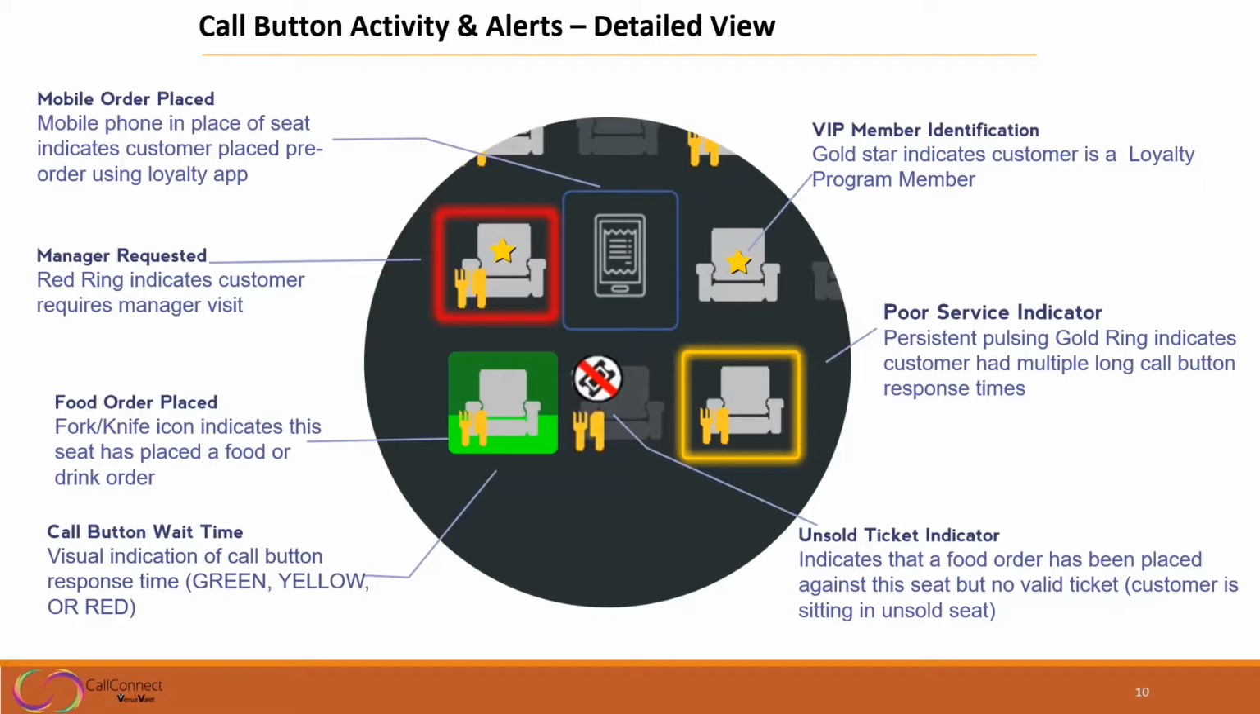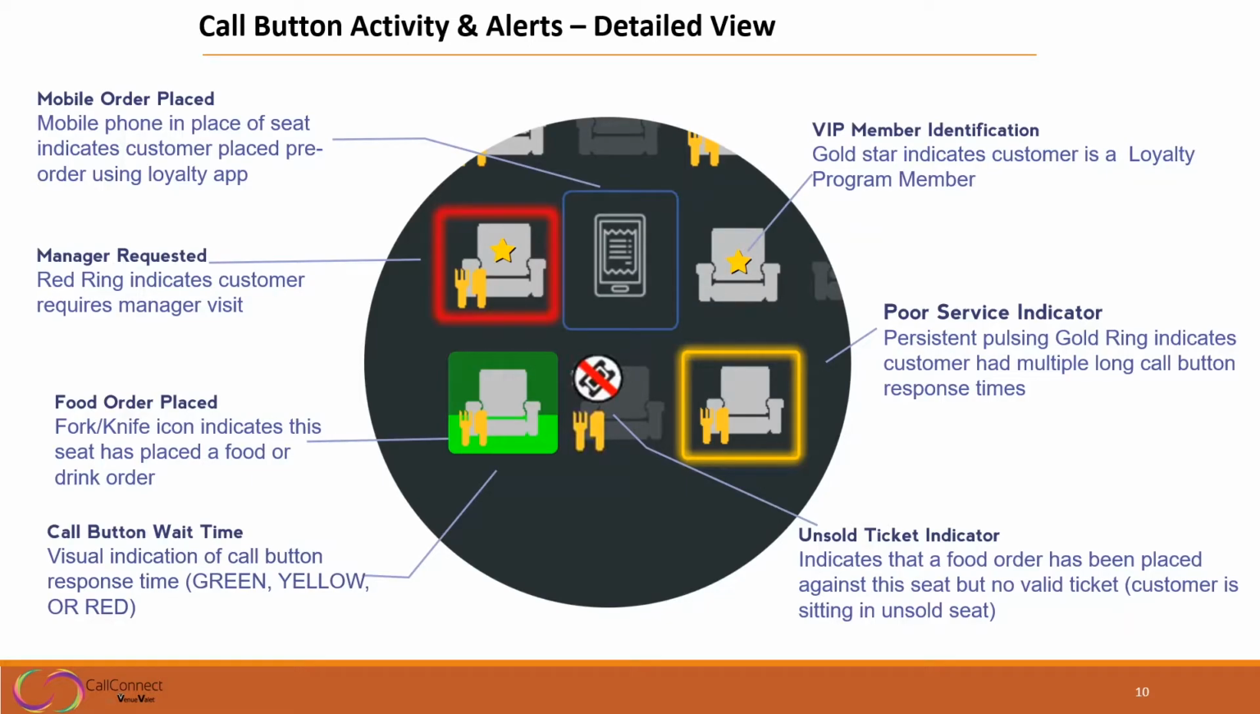Activities and alerts are indicated by a series of icons and colors. For example, if the customer placed an order using their mobile phone either pre-show or during the show, that seat will change to a mobile phone. We will also have a visual indication of VIP members that are in your auditoriums. If a customer has had consistent poor service, which could be a combination of long wait times or multiple call presses, we'll put a gold ring around that seat.